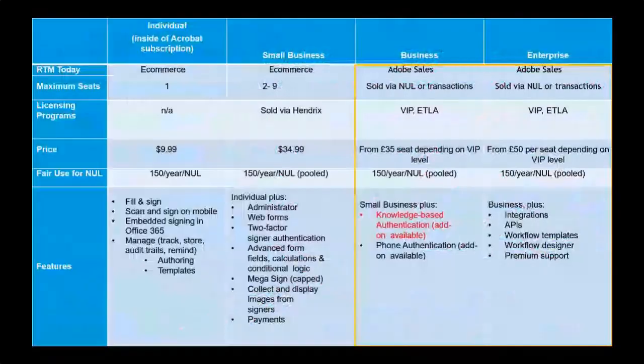So the fun stuff, how is it licensed? So I think we'll start by looking at the columns first, where you've got 4 columns showing 4 different versions of the product. Individual and small business are both only available via adobe.com. The business and the enterprise versions are what we would supply, what's available through the channel.